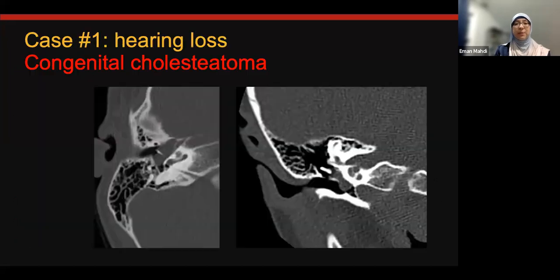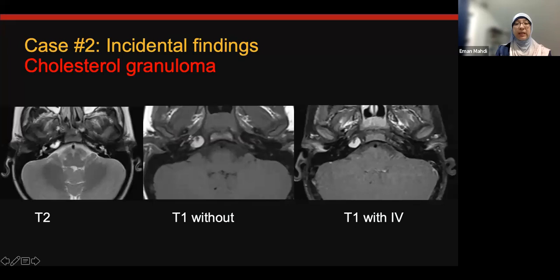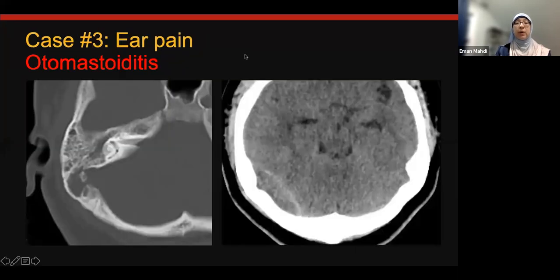These are some of the references, and these are the cases that we went over. That's the congenital cholesteatoma, and that's the scutum here. It's clear. That's the Prussak space. And this one is more toward the middle ear cavity adjacent to the ossicles, more medial to the ossicles. And that's the cholesterol granuloma. That's bright on T1 and T2, and not affected by fat saturation. The one with otomastoiditis with erosions to the sigmoid plate, and then epidural abscess or empyema.